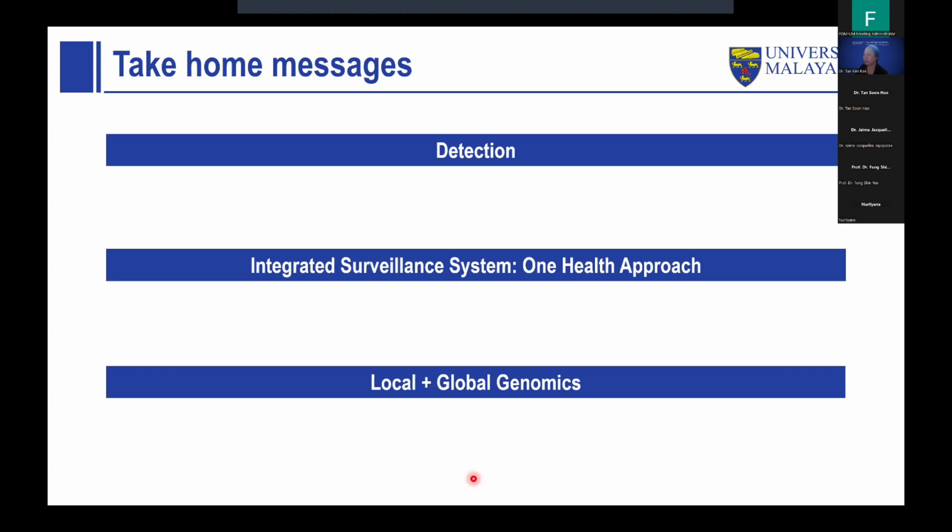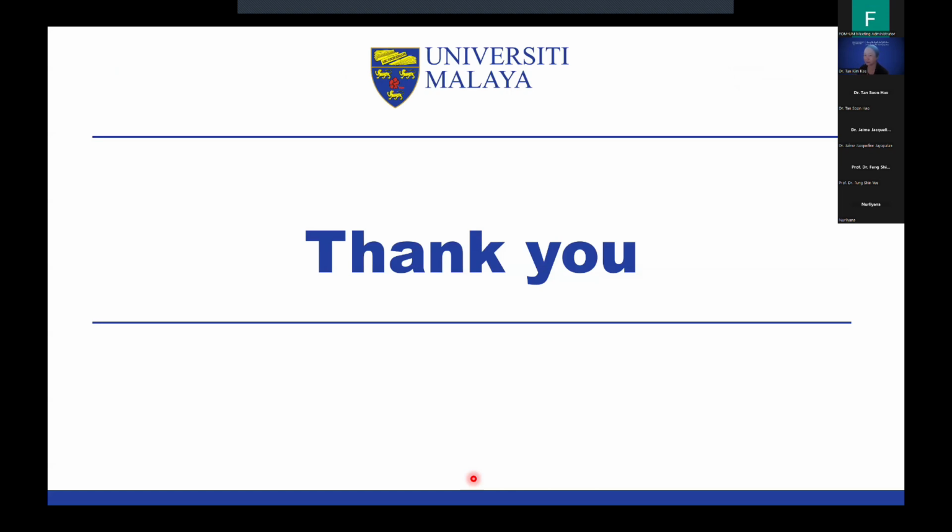And of course, last but not least, country-level genomic surveillance is critical. It is not only part of the surveillance system, it is also an important tool that we will use for effective therapeutic and vaccine design. With that, I would like to say thank you very much. I welcome any questions.